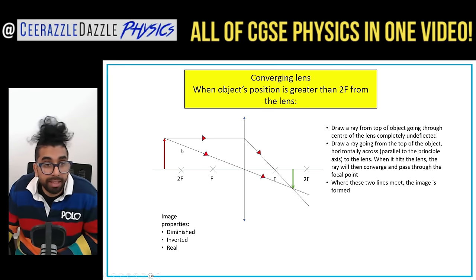Yes, going through it. Then one ray of light going directly horizontally across along this axis, hitting the lens and then going for the focal point. Where these two rays meet, this is where the image is formed. The image will be diminished, inverted and real.